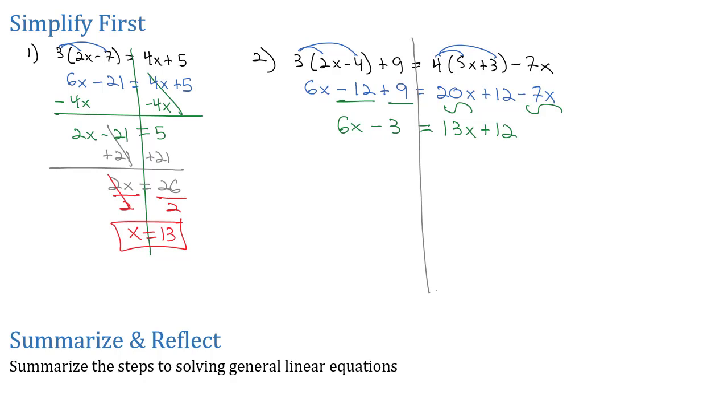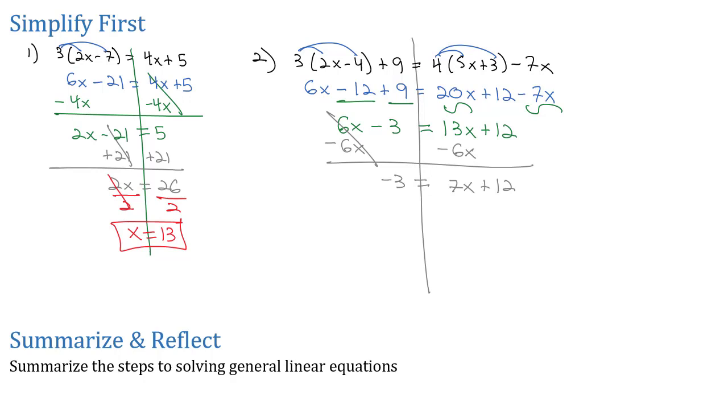With the variable on both sides, we're going to move the smaller one. The smaller one is the 6x. It's positive, so we need 6 negative x's to create the 0 pairs, so it goes away. Leaving behind negative 3 equals 7x plus 12.